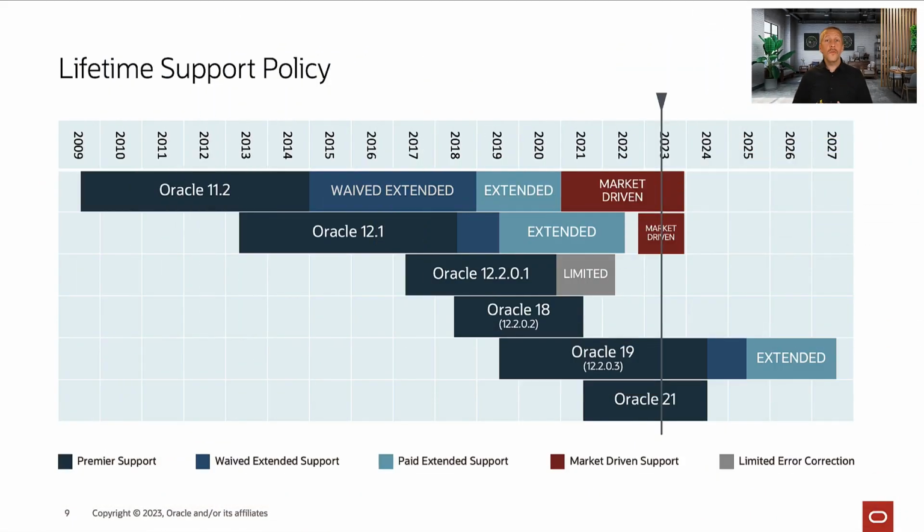release strategy. This is an overview of the current releases of Oracle Database. I think it goes without saying that Oracle Database 19C is the release that you want to be on right now. It is the release currently with the longest support period. Some of the older releases are still supported. They are under market-driven support. But if you are running one of those older databases, you really need to upgrade to 19C as soon as possible.